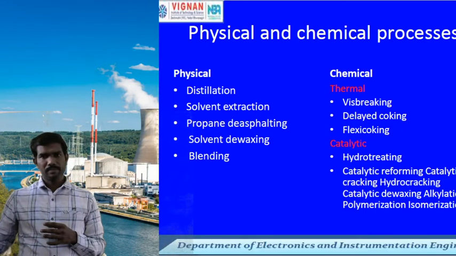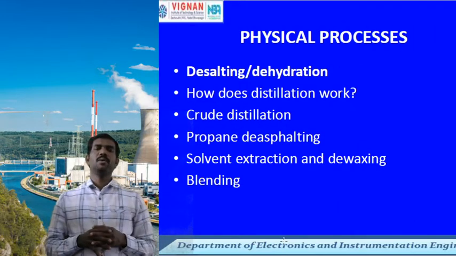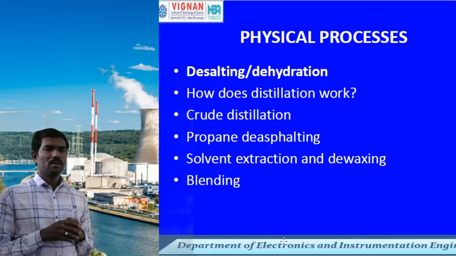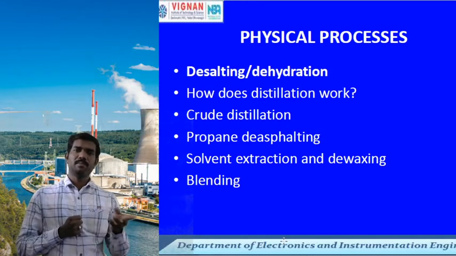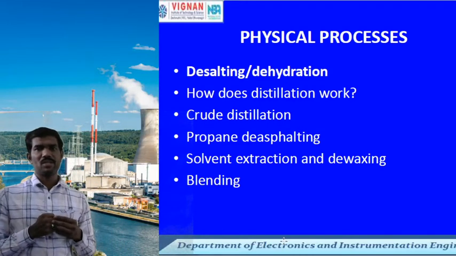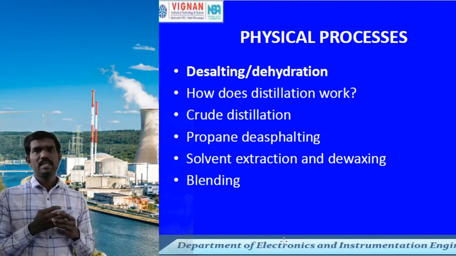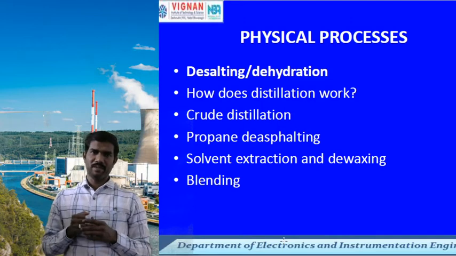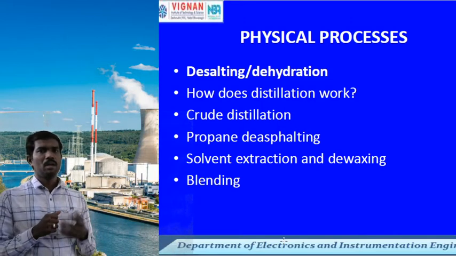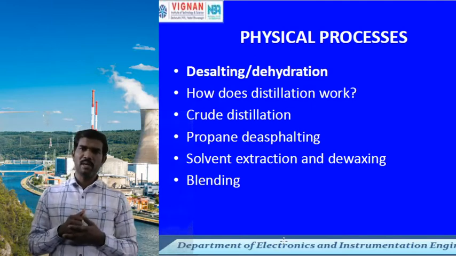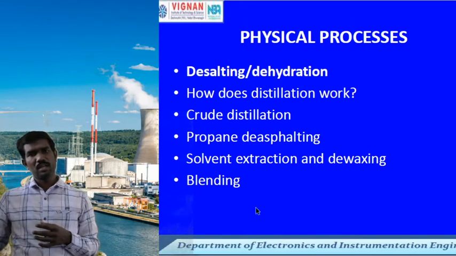Then, first of all, we will discuss the physical process. Different physical processes are involved in the oil refinery industry. The first part of the physical process is desalting and dehydration. Other than that, we have crude distillation, propane deasphalting, solvent extraction and dewaxing, and blending. So those are the different methods.